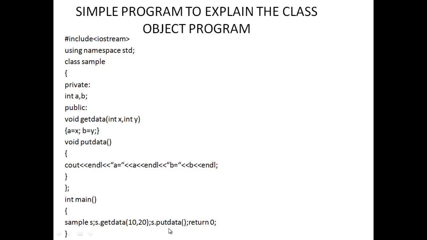Again this procedure happens: the object name, dot, the name of the output function, and in this line it first displays the result a, and then the value of b.